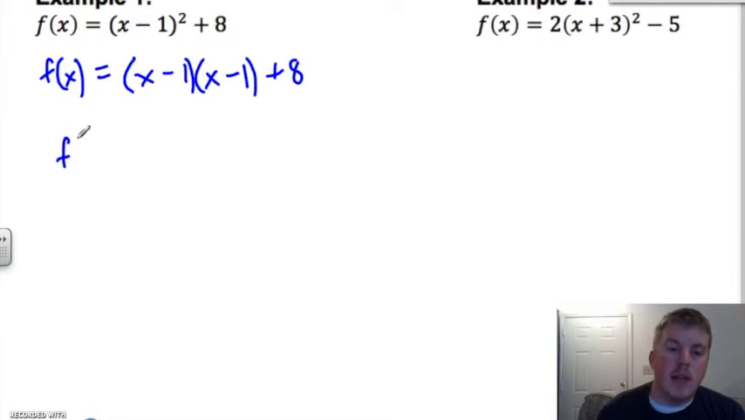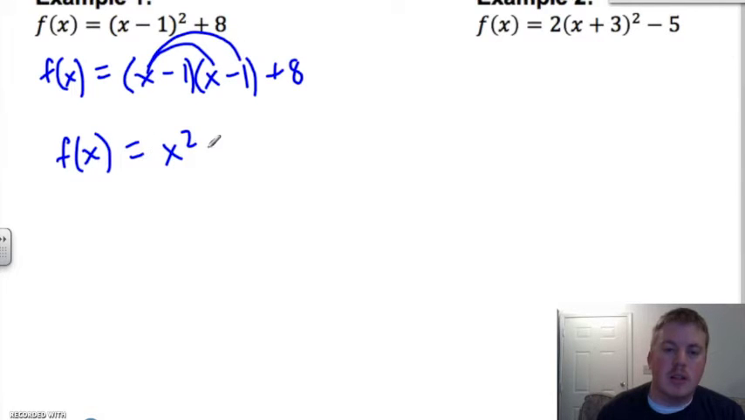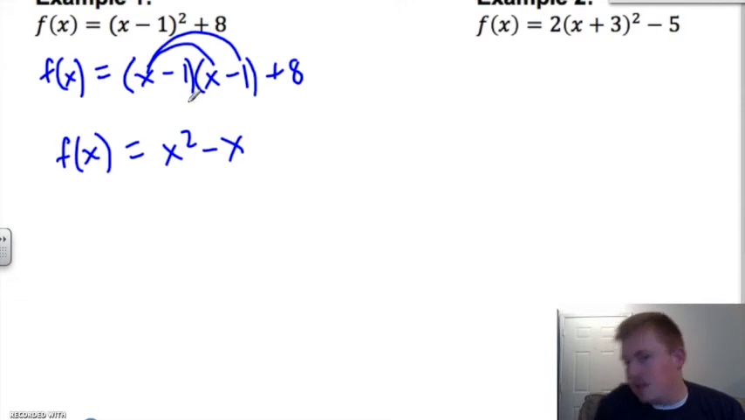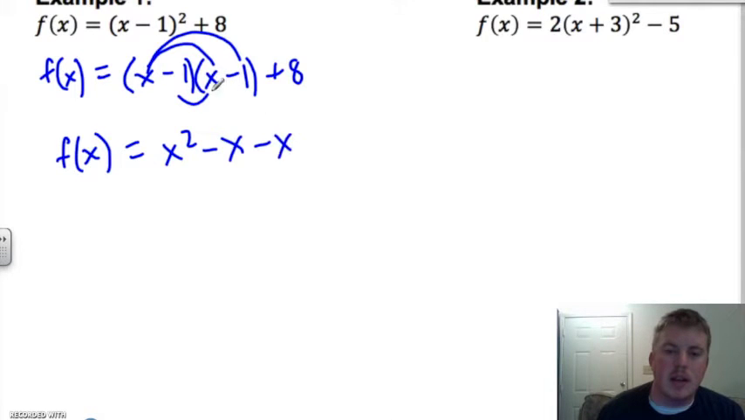So what we are going to do next is we are going to multiply these two binomials. We are going to take the first term times the first of the second, and an x times an x is going to give us x squared. We're going to take the first term and distribute it to the negative 1, and we're going to get negative x. Then we need to look at the second term and distribute it. We're going to take negative 1 times x, which is going to give us another negative x, and we're going to take a negative 1 times a negative 1. Remember, a negative times a negative gives you a positive, so we're going to have a positive 1, and then plus the 8 at the end.